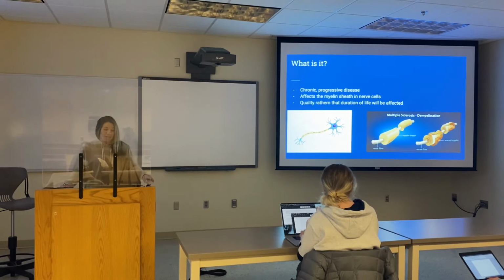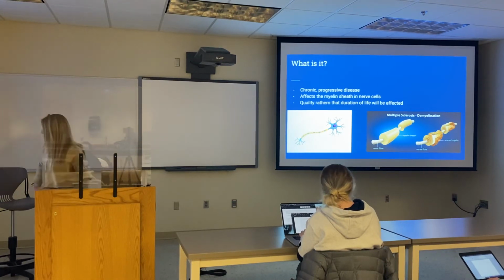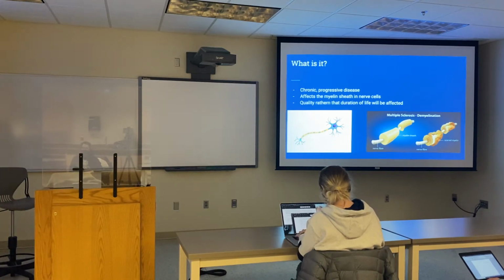The good news is that MS will only affect your relative's quality of life rather than the duration of it. So if you see here, this is that myelin sheath that we're talking about, and then that's what happens in MS when it gets deteriorated. And then that affects those nerve impulses that go from your brain and spinal cord.